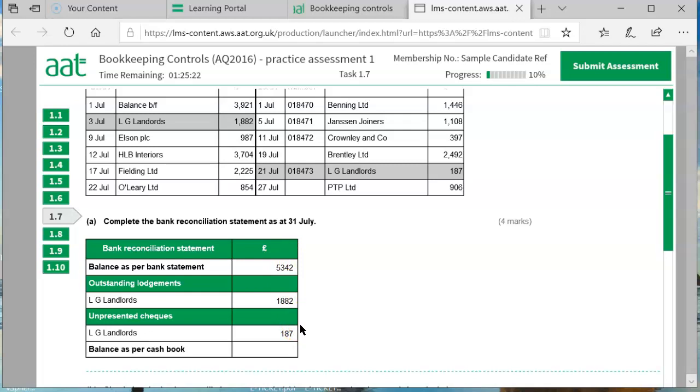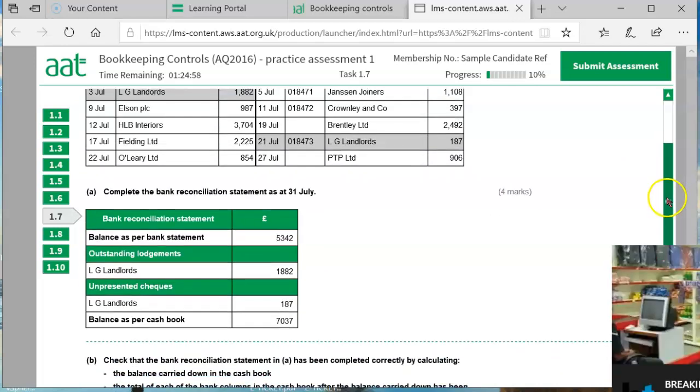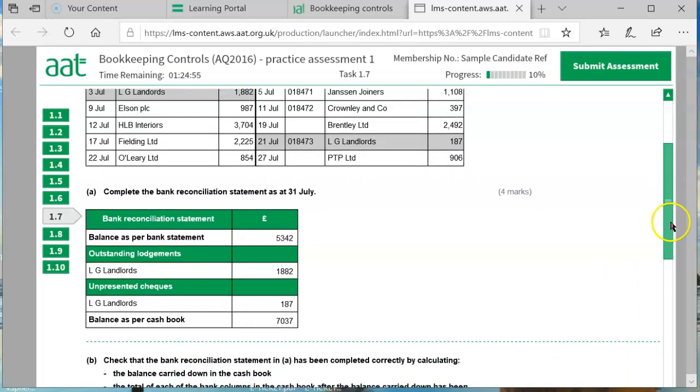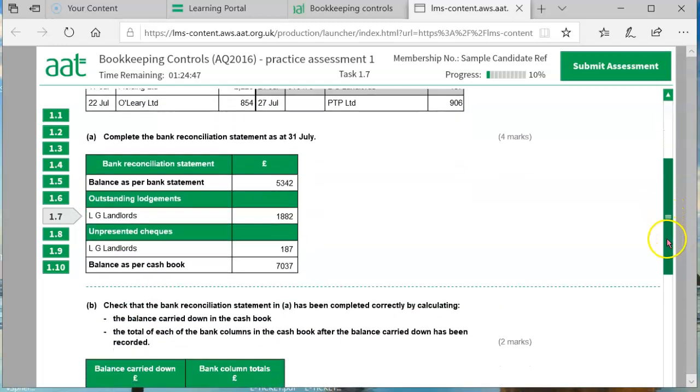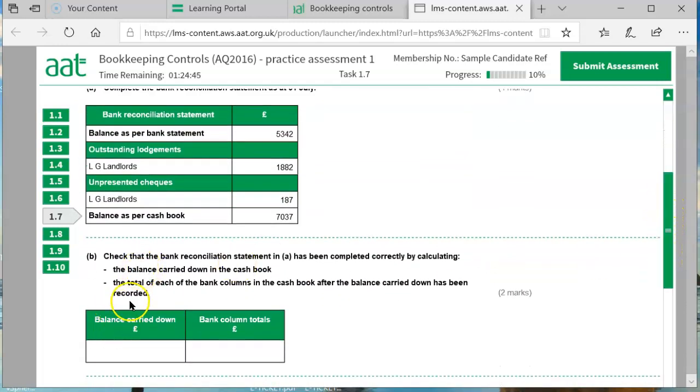Okay, so let's calculate that. One minute, I'm just trying to open my calculator here. Okay, so 5,342 plus 1,882 minus 187 will give you an answer of 7,037. So that should be the balance as per your cash book. If you want to check if this answer is right or wrong, you can cross check the debit and the credit sides and see the difference. You should get 7,037.